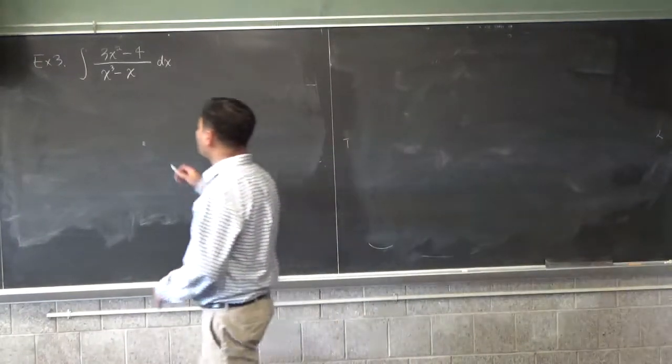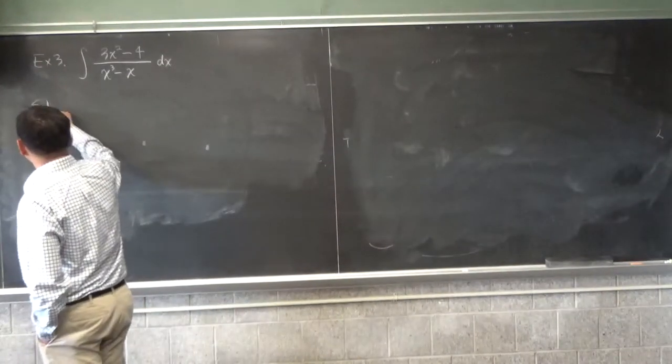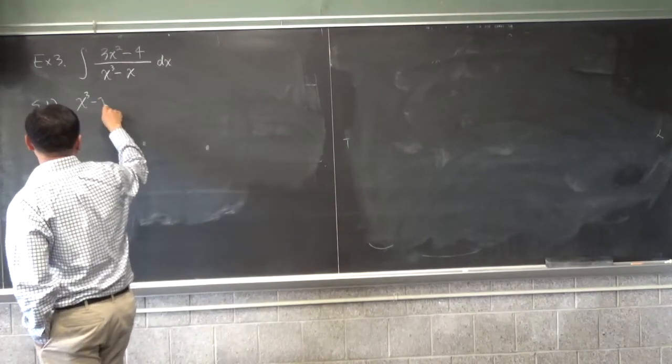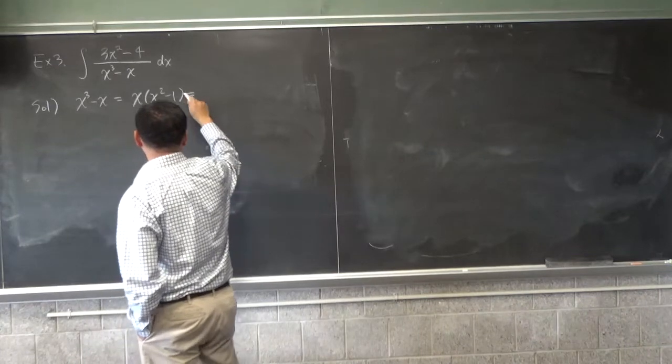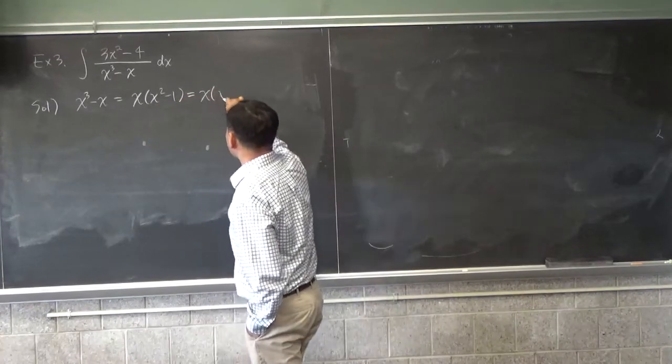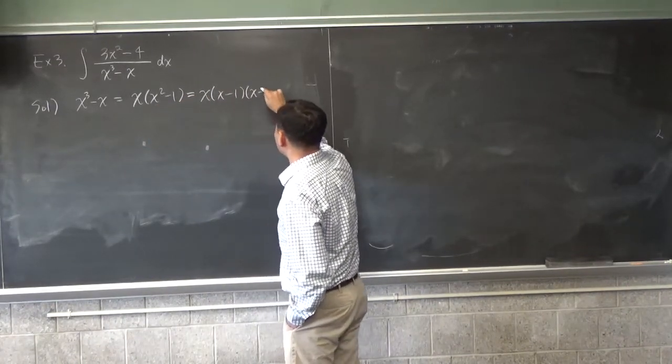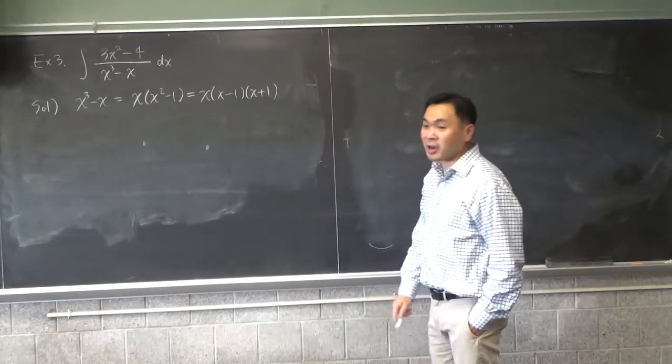Okay, let's try this one. You have x cubed minus x as x times x squared minus 1. And then this also factors as x minus 1 times x plus 1. So that's how you factor the denominator.